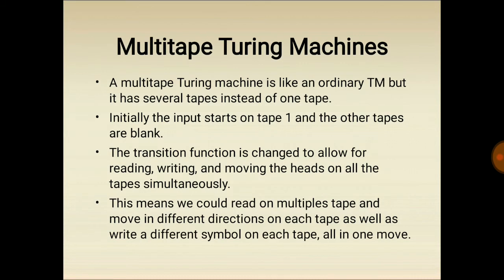Now, multi-tape Turing machines. A multi-tape Turing machine is like an ordinary Turing machine, but it has several tapes instead of one tape. Initially, the input starts on tape 1 and the other tapes are blank. The transition function is changed to allow for reading, writing and moving the heads on all the tapes simultaneously. This means we could read on multiple tapes and move in different directions on each tape, as well as write a different symbol on each tape, all in one move.